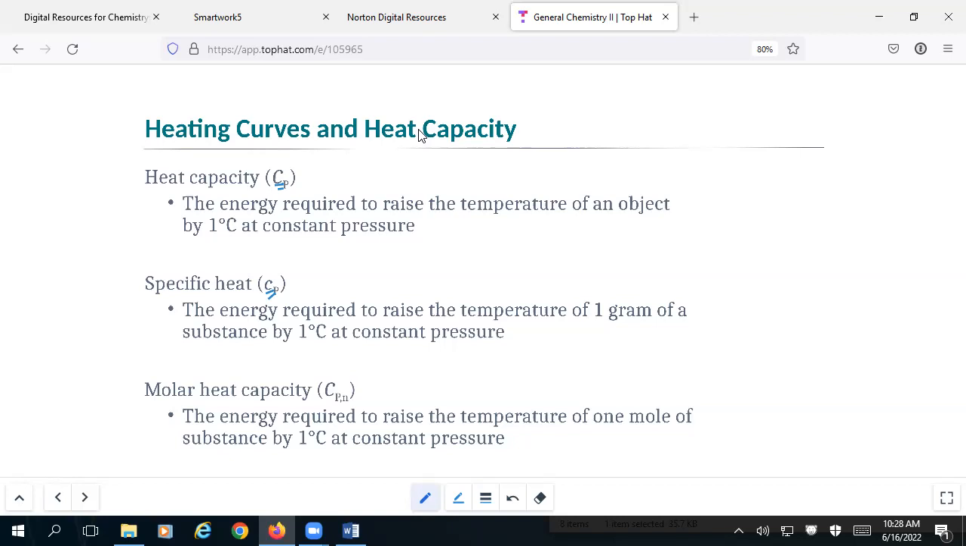But with molar heat capacity, we're talking about the energy required to raise the temperature of a single mole of the substance. So again, the idea here is very similar. We're looking at, instead of 1 gram, 1 mole. But a given substance is going to have the same molar heat capacity regardless of the amount of substance.